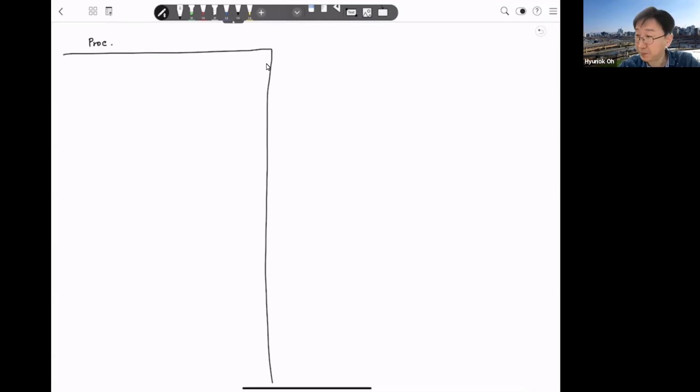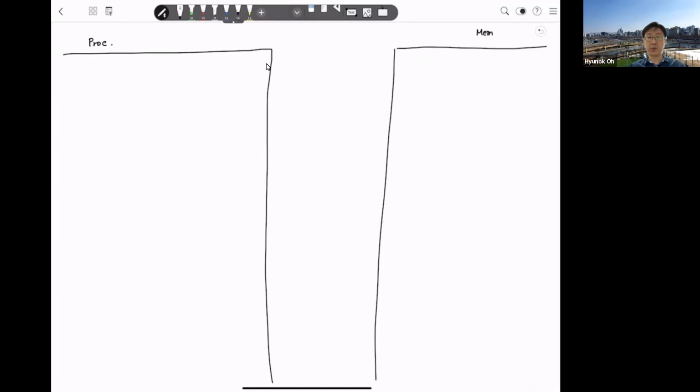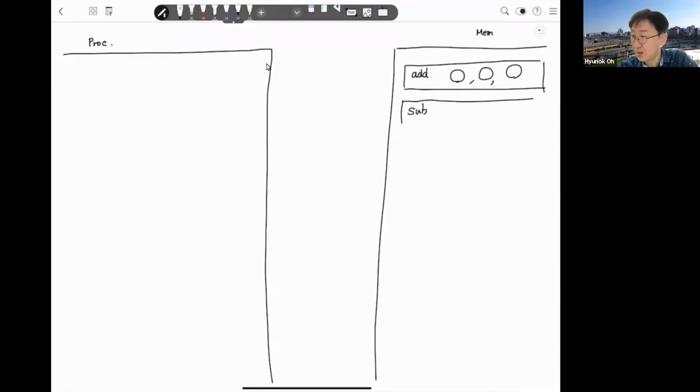And there is a memory. Okay, so execution of an application is interaction between processor and memory. So every instruction is stored in the memory. Memory has an add instruction. So definitely there is something, right? Destination, source one, source two. And another one, subtraction: destination, first source minus second source. Okay, so these instructions are stored in the memory.